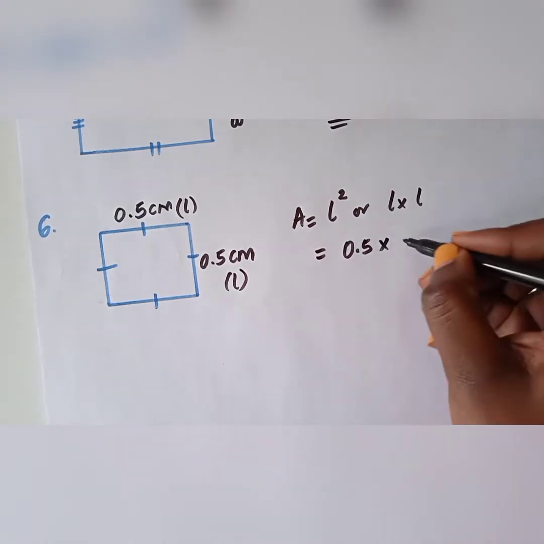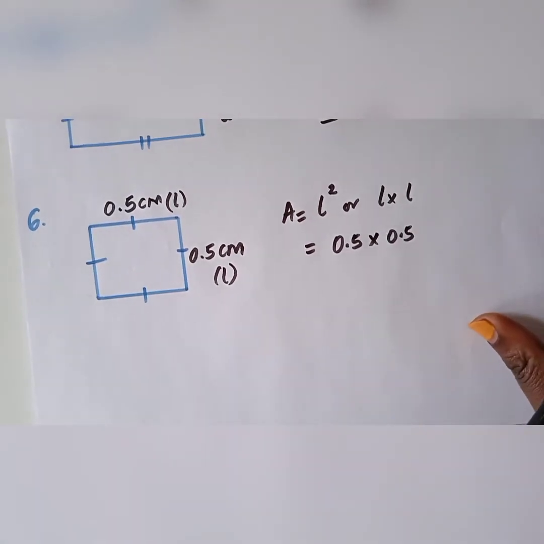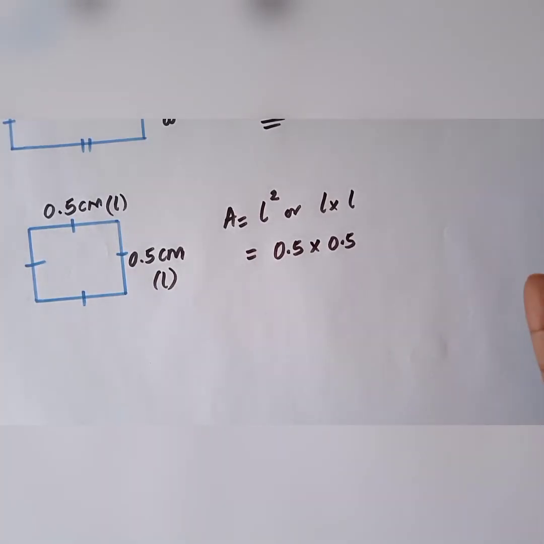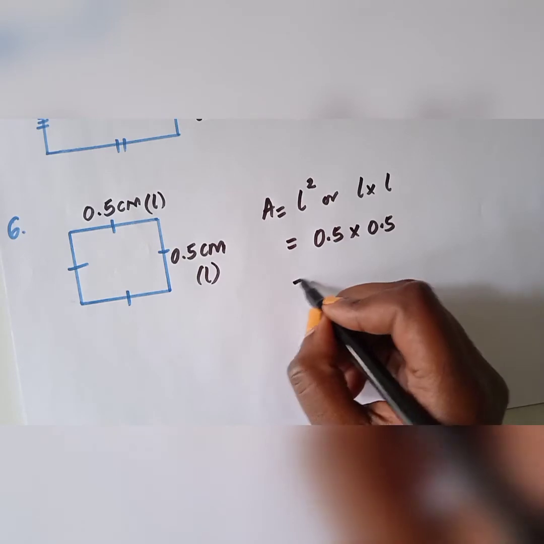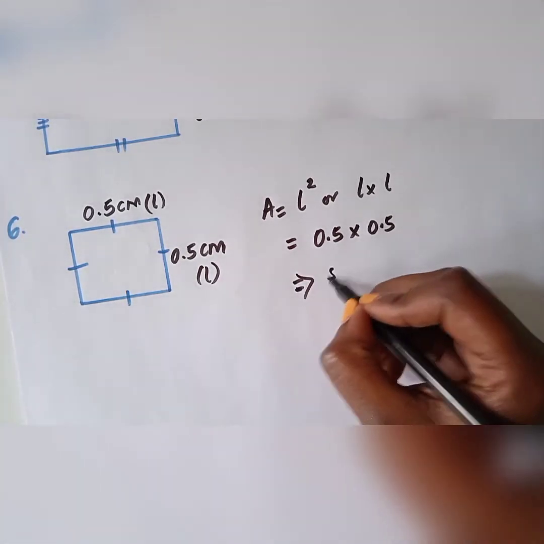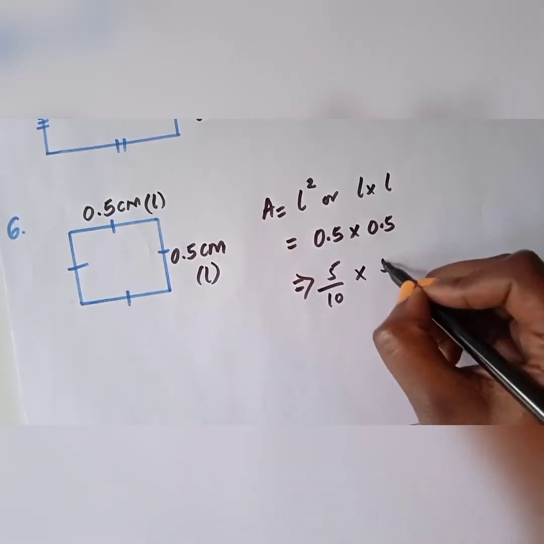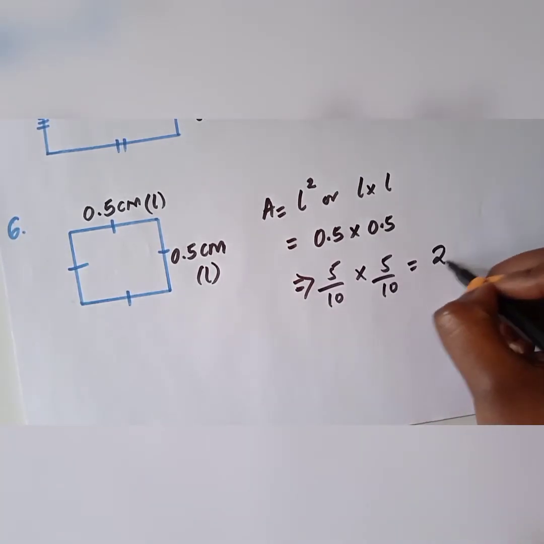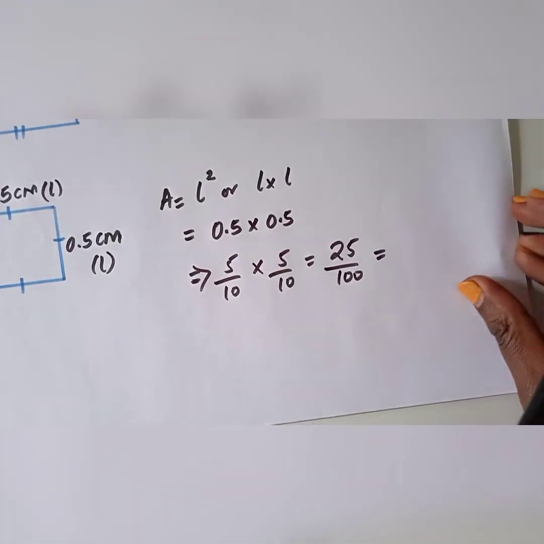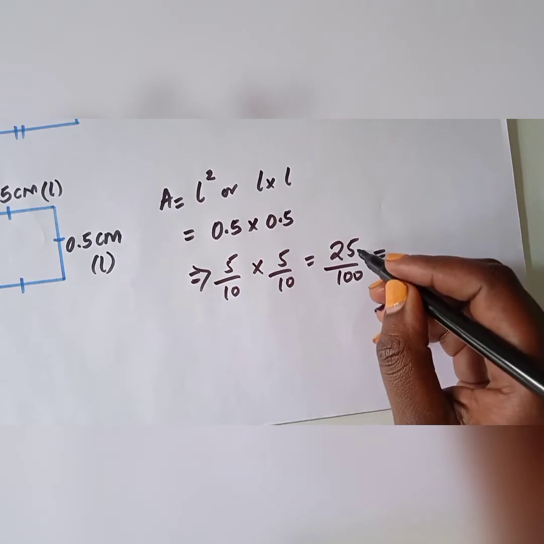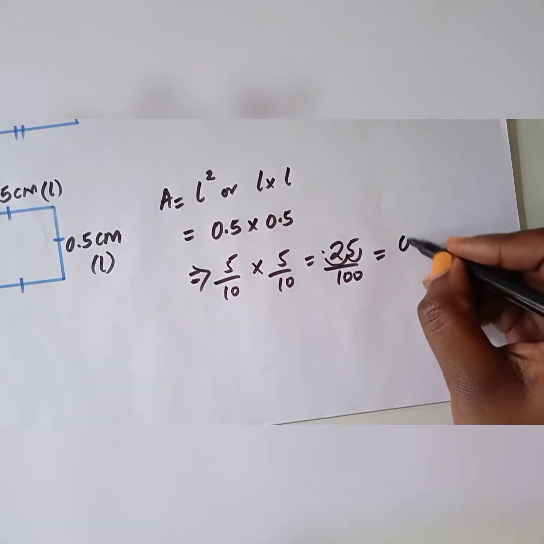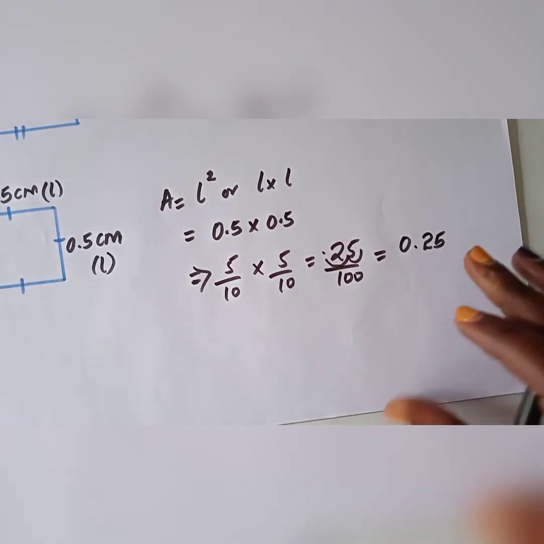0.5 times 0.5. How do you multiply decimals? You can do it in 2 ways. For this one you change it to a fraction. 0.5 as a fraction is 5 over 10 times 5 over 10. This will give us 25 over 100. Then you turn it back to a decimal. So 2 decimal places. 1, 2, the decimal point goes there. And your answer will be 0.25.